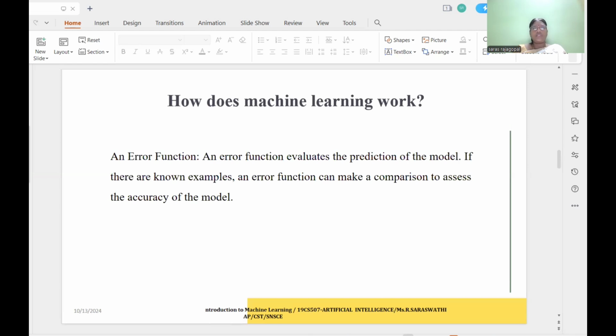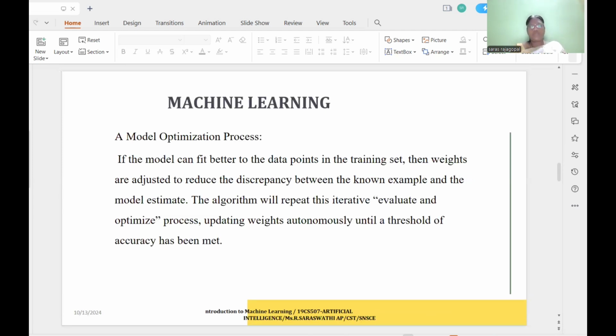Next one is the error function. The error function evaluates the prediction of the model. If there are known examples, an error function makes a comparison to assess the accuracy of the model. In the model optimization process, if the model can fit better to the data points in the training set, then weights are adjusted to reduce the discrepancy between the known example and the model estimate. The algorithm will repeat this iterate, evaluate and optimize process, updating weights autonomously until a threshold of accuracy has been met.